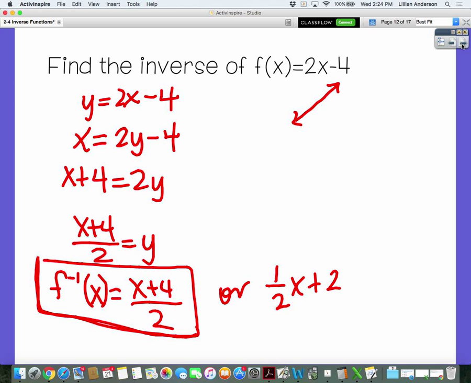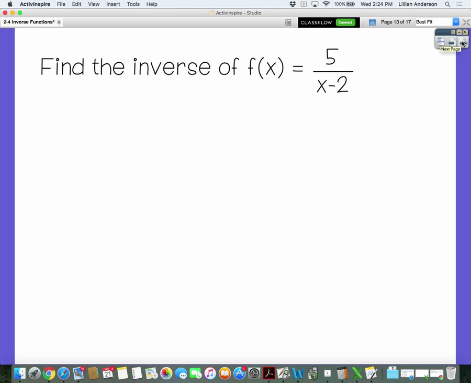Let's do one a little harder. This is like the easy level. Okay, let's go to the medium level. f of x equals 5 over x minus 2. First thing I need to do is what, Angie?